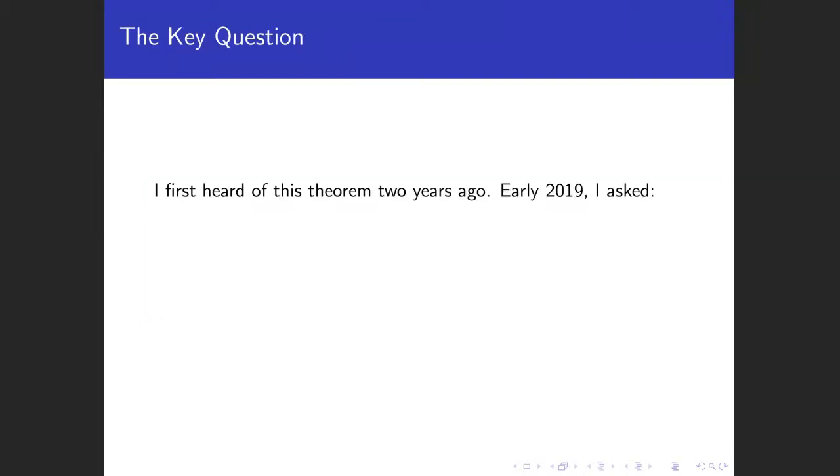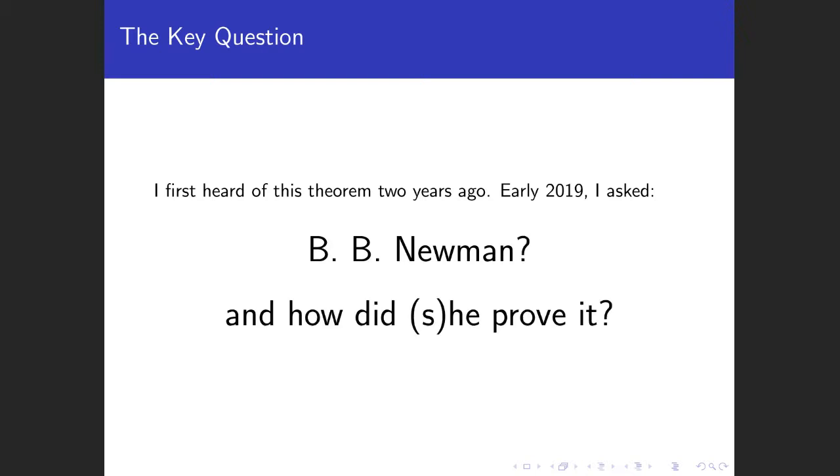And I myself first heard about this theorem about 2 years ago. And in early 2019, I asked myself the question, well, who was B.B. Newman? And what did this original 1968 proof look like? And this led to quite a long sequence of events.